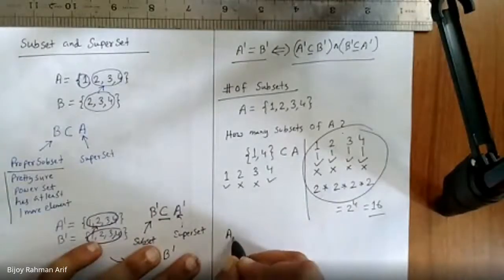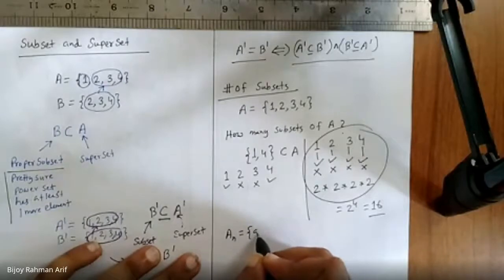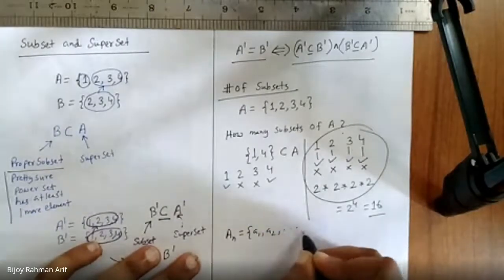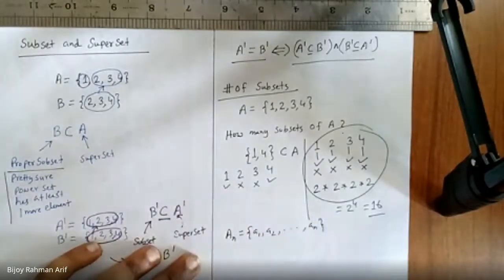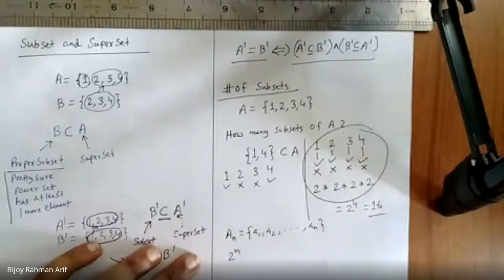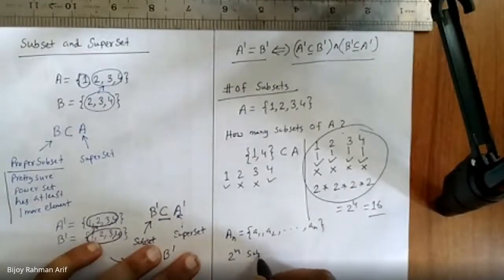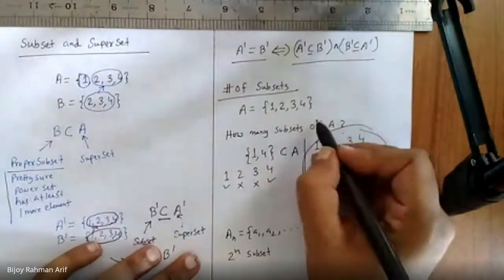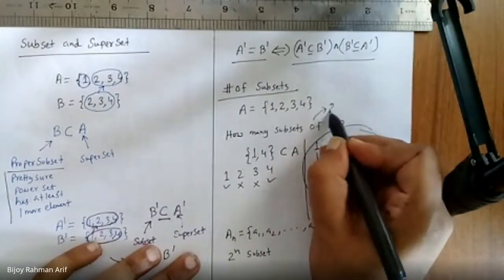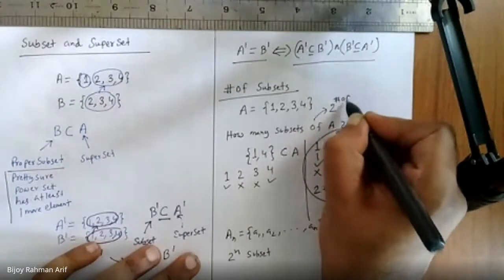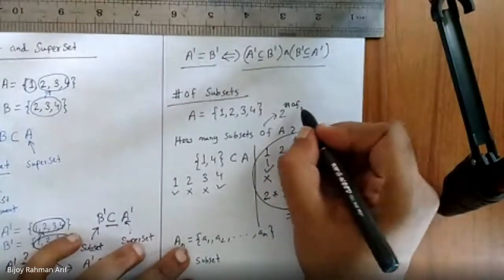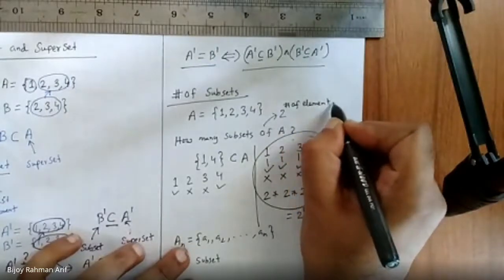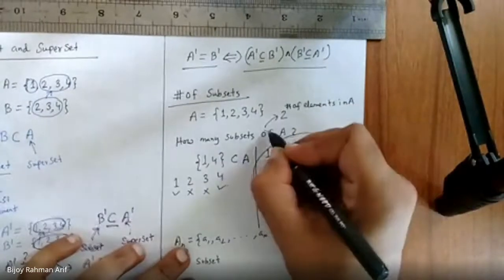Yes, sir. If A has n elements, A1, A2, up to An, how many subsets are possible? 2 to the power n. So how many subsets of A? 2 to the power number of elements in A. That would be the answer.